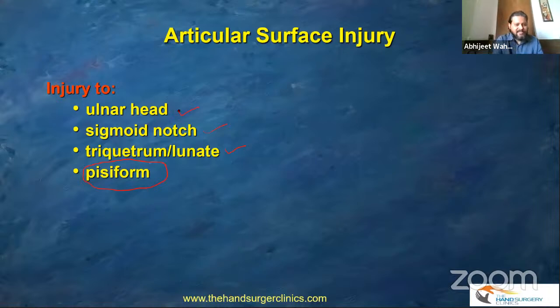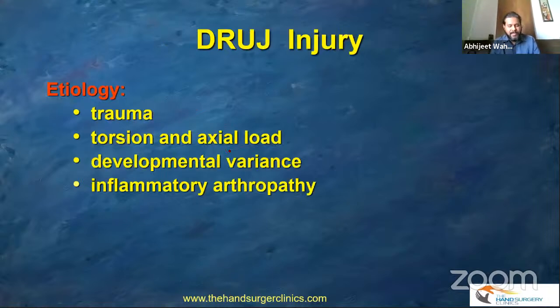So fractures of the head of the ulna, any injury to the sigmoid notch articular surface. This is especially when there are comminuted intra-articular fractures of the distal radius involving especially the ulnar corner. Fractures or injuries of the triquetrum or the lunate, chondromalacia from an ulnocarpal abutment syndrome is another example. All of these will result in ulnar-sided wrist pain.